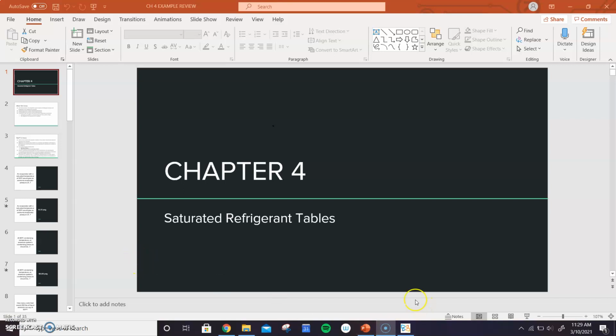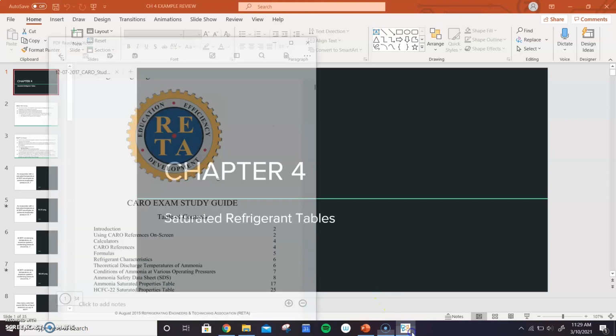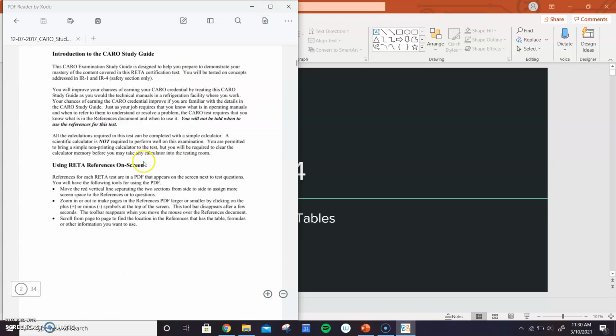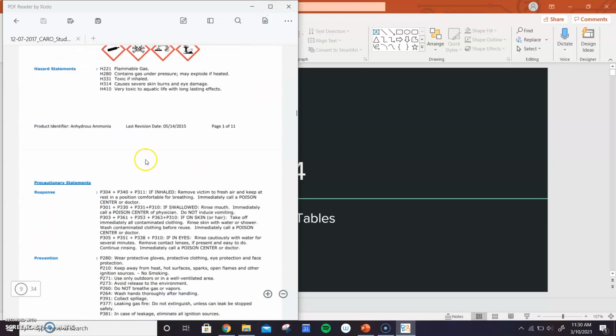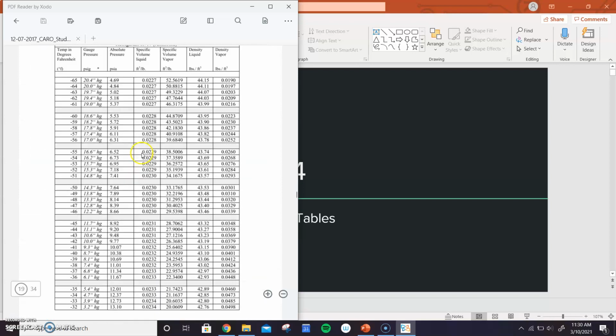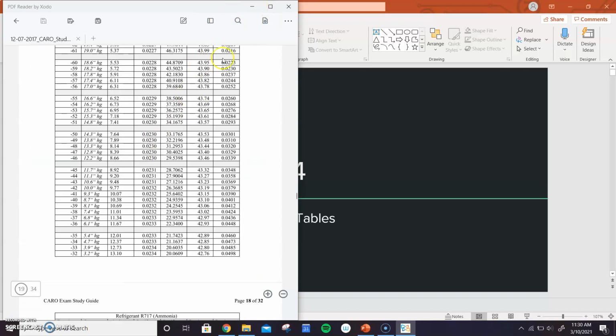Now, you guys may be wondering why I have everything up like this. It's because instead of having it in presentation mode, I can pull up the saturation table reference, and I'm using the study guide, which you guys will have on your CARO exam, so you need to become a little more familiar with it.